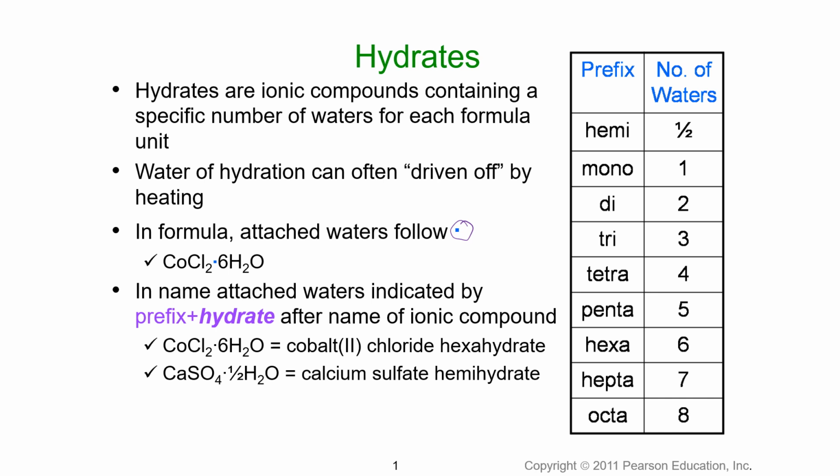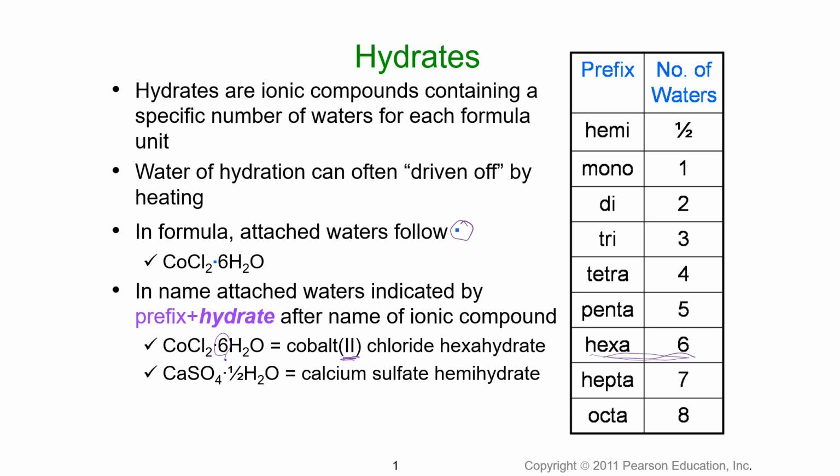To name them, it is a pretty simple process. So we name the ionic compound, and then we add a prefix telling us the number of waters with the word hydrate following it. So for example, CoCl2, Co is a transition metal, so we do need to include the Roman numerals in parentheses. So it's cobalt(II) chloride, because there's 2 chlorines. And then because there's 6 waters, we're going to use the prefix hexa.